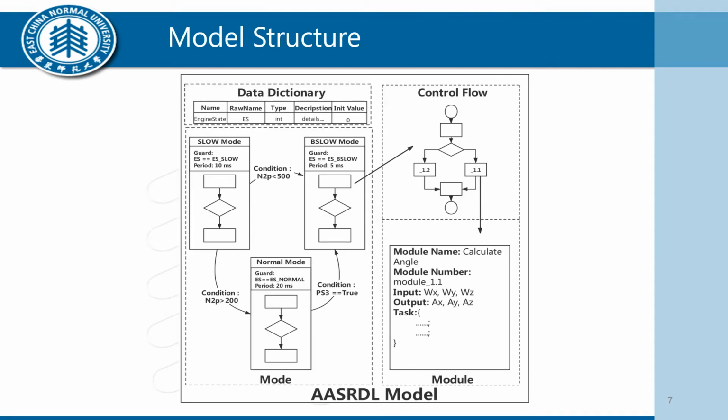Our model structure is like that. The model always runs in some mode, and at every moment the system stays in one mode and runs its own task, which is called the control flow. The control flow is a set of state-style statements without loops. The control flow calls other modules to run the detailed functions. The mode transition occurs when the condition is satisfied. All the variables used in the model are defined in the data dictionary. And this is our model structure.